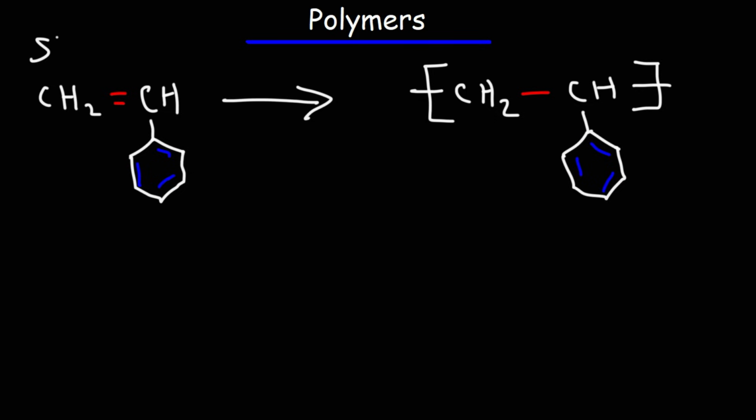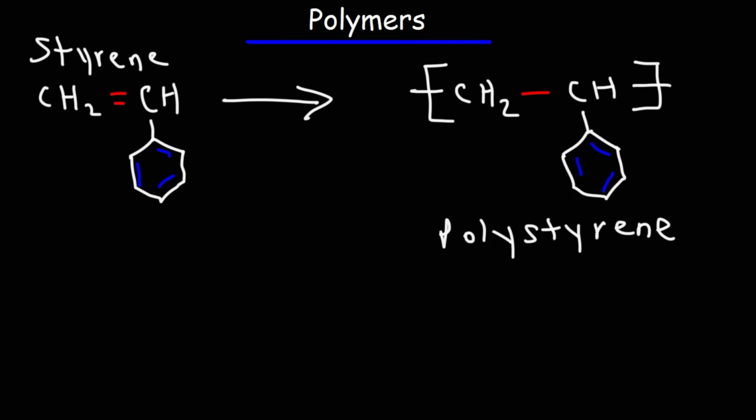So the monomer is styrene. The polymer is called polystyrene. Now polystyrene is used for insulation. Think of certain hot drink cups like maybe a styrofoam cup. It's also used in egg cartons and other things like that as well.